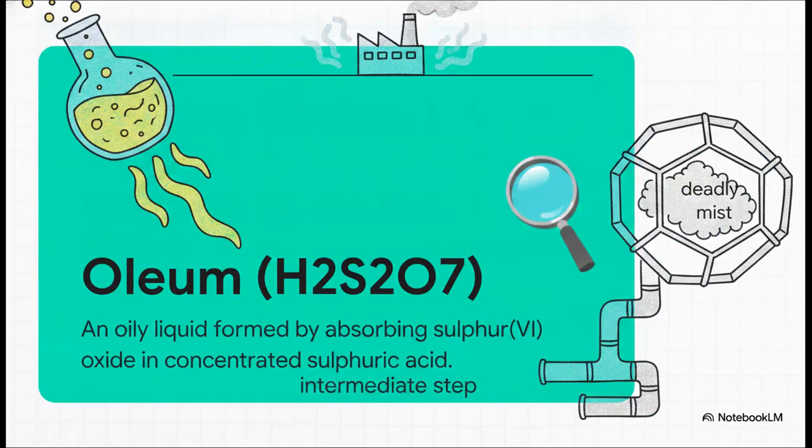So that new compound, H2S2O7, is called oleum. It's this really thick, heavy, oily liquid. You can kind of think of oleum as an intermediate step. It's the ultimate safety compromise. We're essentially trapping that reactive gas inside an acid cage, keeping the whole factory safe from that deadly mist.